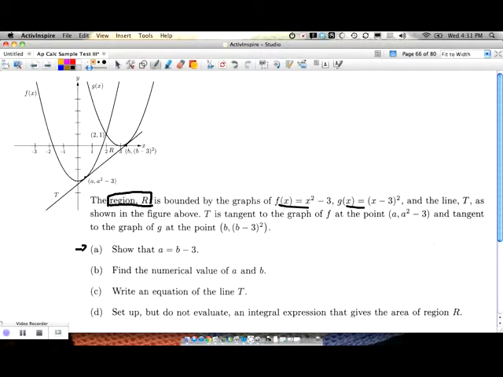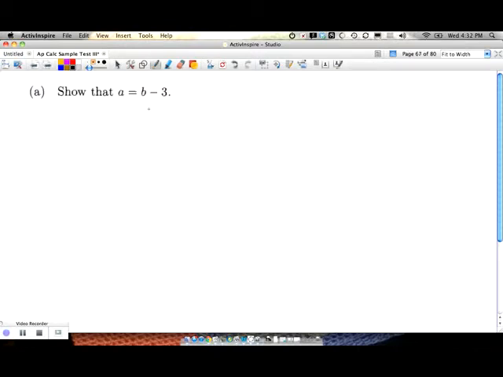So I got to show that somehow, no matter where I am, these 2 things are going to be equal to each other. Find the numerical value of A and B. I got to figure out what A and B are, and then I got to write an equation for this line, and then I got to set up an integral for this area in here. So that's where we're going. Let's start with part A.